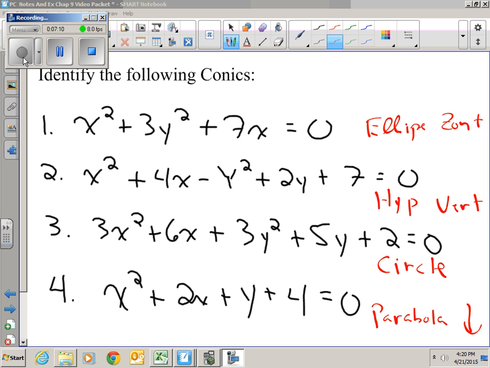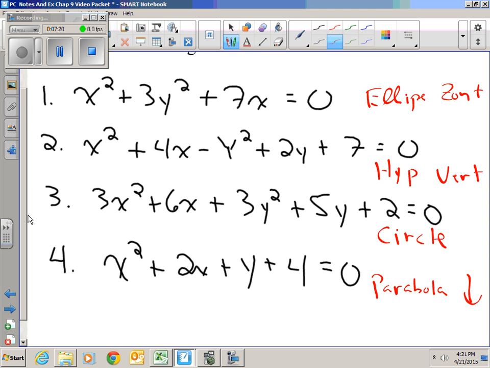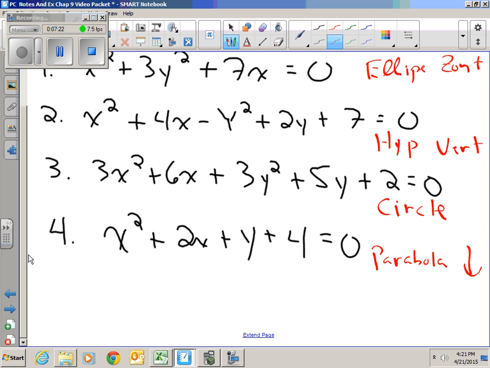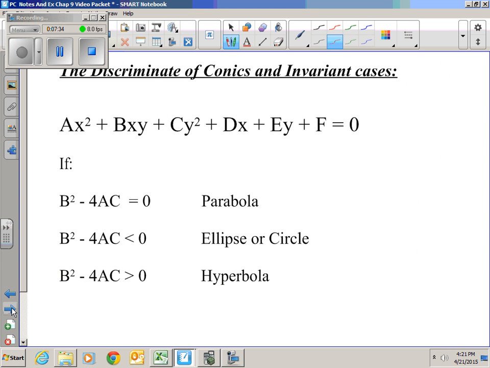We look at the third one, we know that it is a circle, because the A term and the C term, the x squared and the y squared terms, are both positive and they're both the same number. And the last one is a parabola, and we know that it's a vertical parabola because the x is squared. And if I move that to the other side, it would now be a negative x squared, so it's a parabola going down.